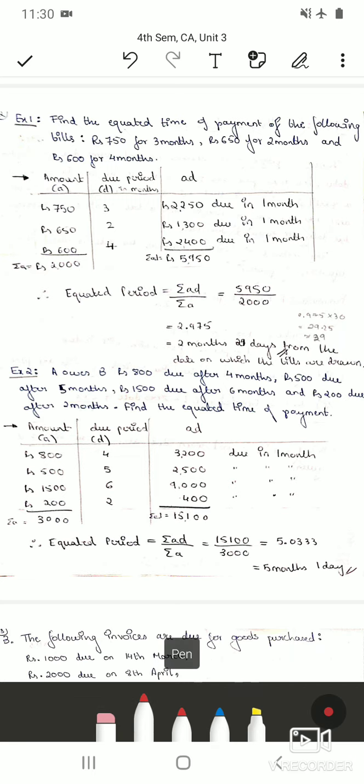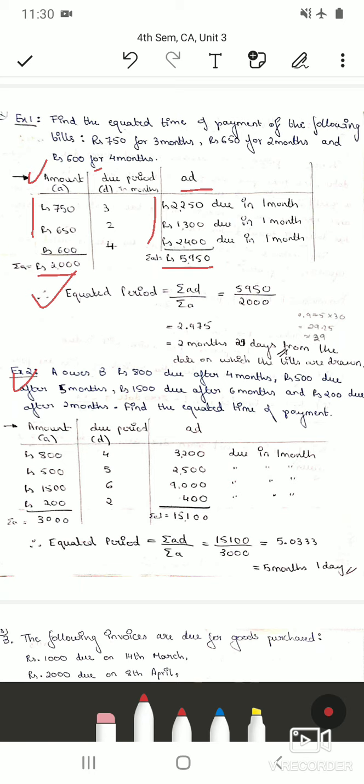Let me quickly summarize this. First write the amount in one column and the due period in one column. The amount is A, the due period is D. Multiply those two and you get A into D, the product. Take the summation, that is add the values, substitute it in the formula and solve. Let us move to the next problem.